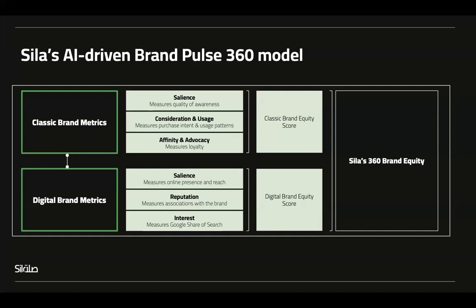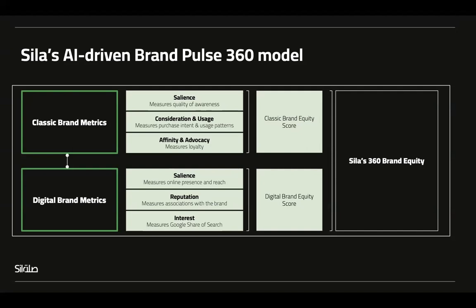And those collectively form what we call the classic brand equity score, which a lot of organizations are currently tracking, which some of the amazing organizations and market research agencies are doing, and they have their expertise on it. But how we look at it is adding an entire layer to it, which is the digital brand metrics.